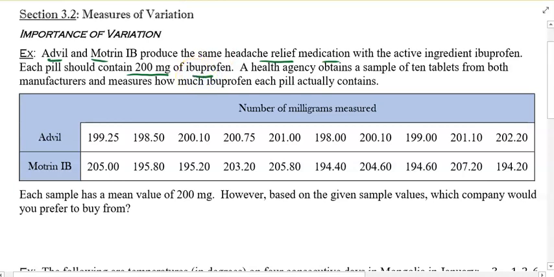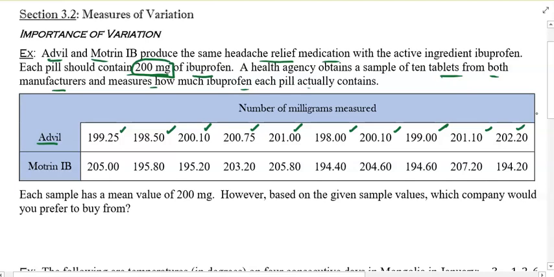A health agency obtains a sample of 10 tablets from both manufacturers and measures how much ibuprofen is in each pill. They go with Advil. Remember, it's supposed to be around 200 milligrams. Advil has in the first 199.25, so 0.75 below, 1.5 milligrams below, 0.10 above, 0.75 above, 1 above, 2 below, 0.10 above, 1 below, 1.10 above, and 2.2 above.